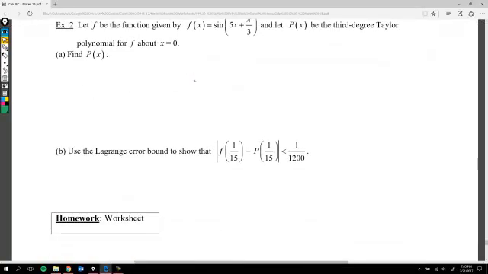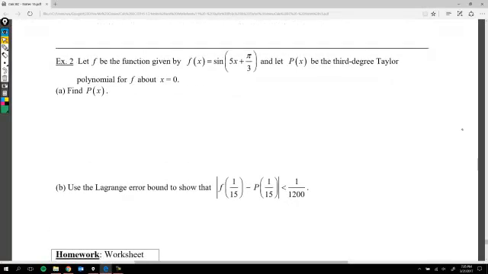All right, let's do another one, this time with sine, because we like trig. Okay, we want to find a third degree Taylor polynomial about x equals 0. So I got to write out some things. Okay, I need to establish all of my derivatives up to the third derivative.